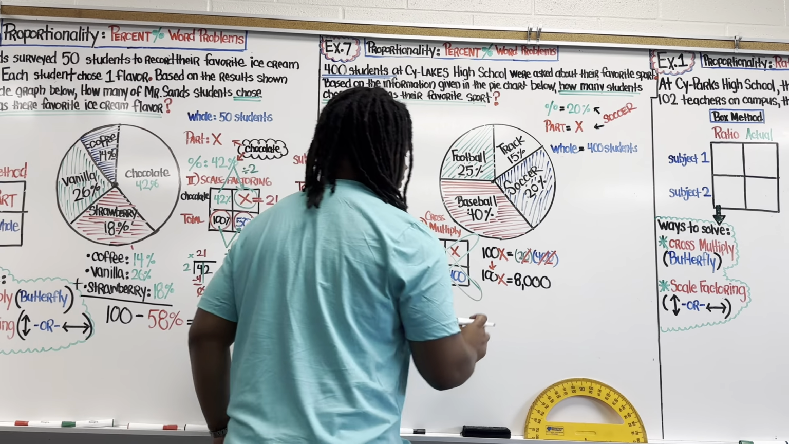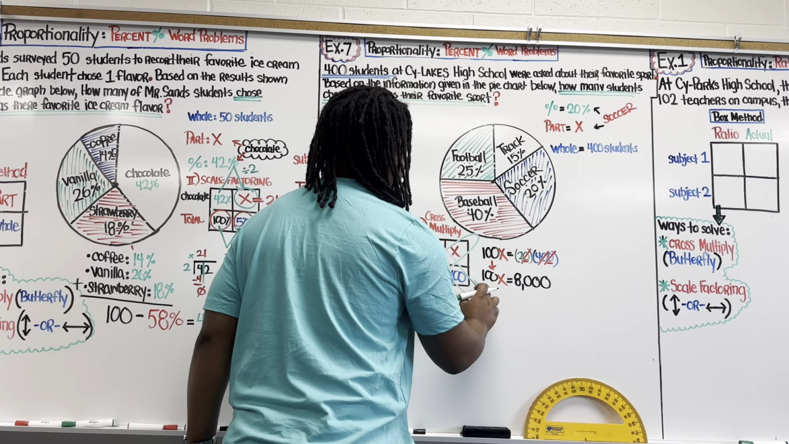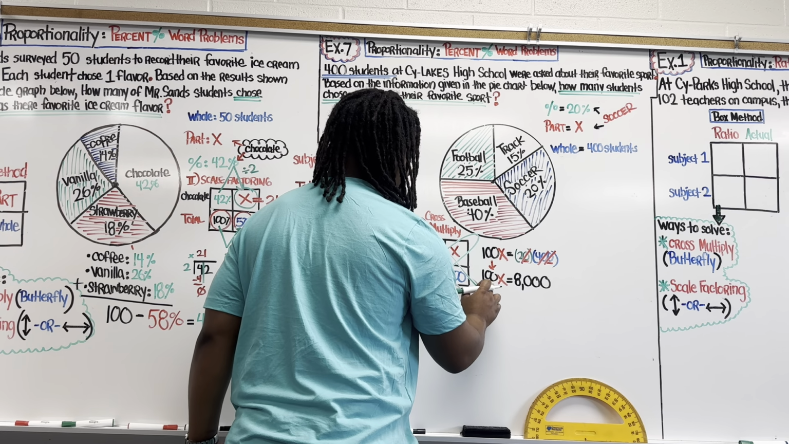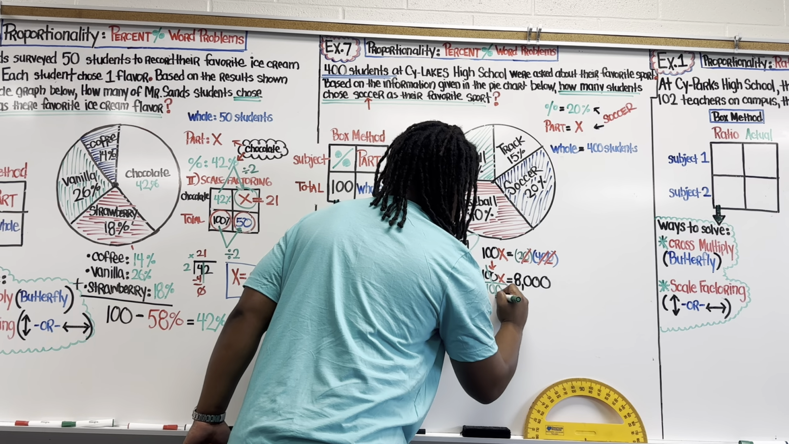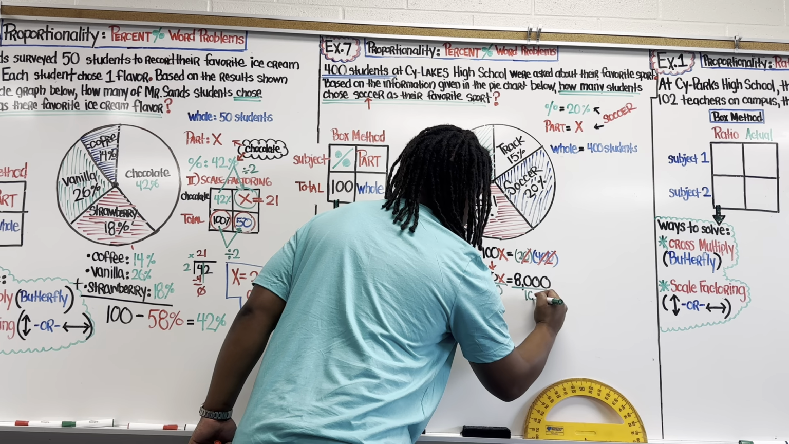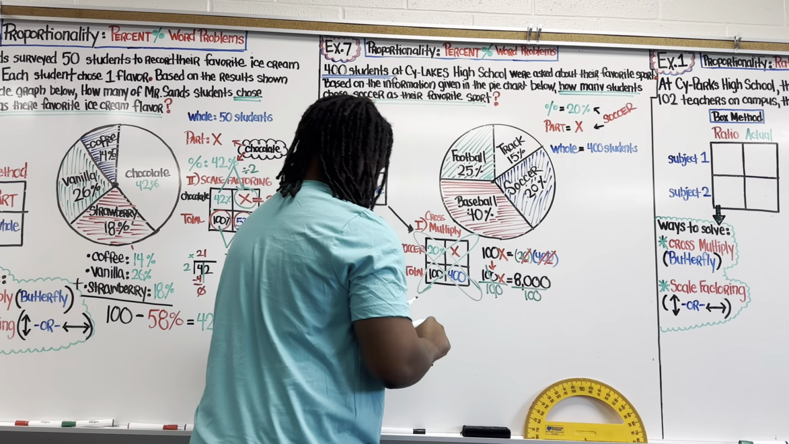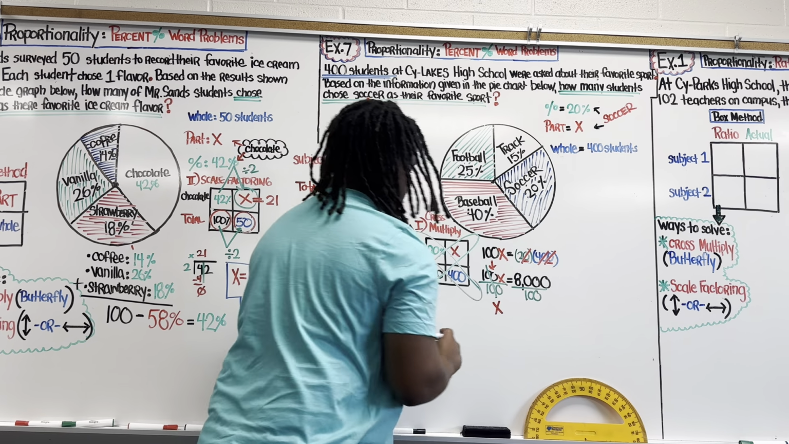All right, now in order for me to find out the value of X, I gotta divide both sides by 100 since it's attached to 100 to get X by itself. I'm going to divide this side by 100. I'm going to divide this side by 100. Okay. Here's another trick that I show my students.